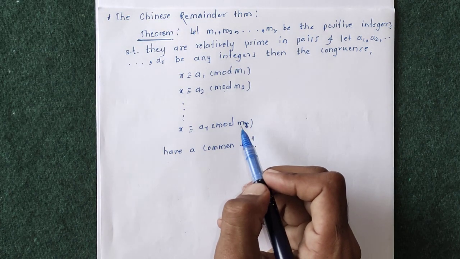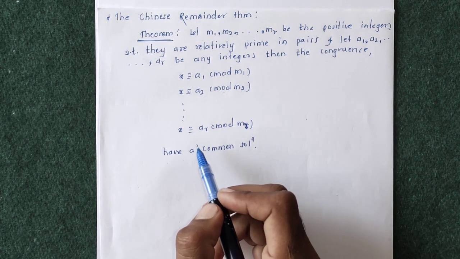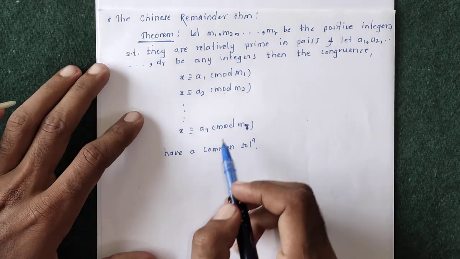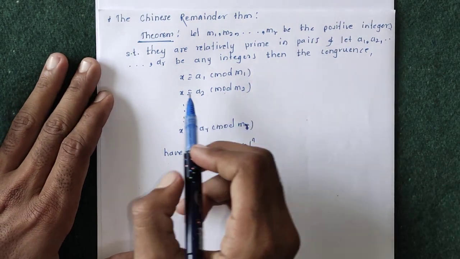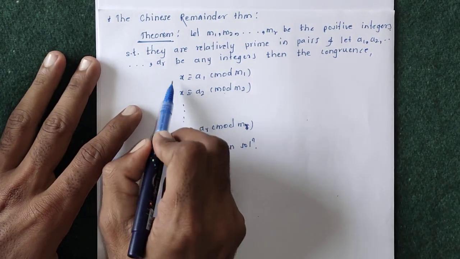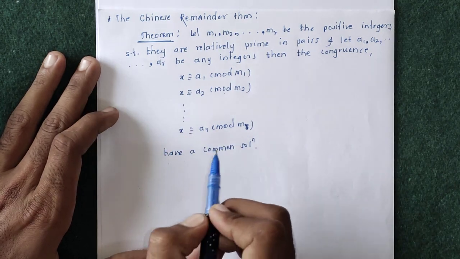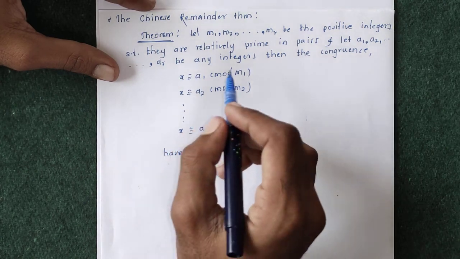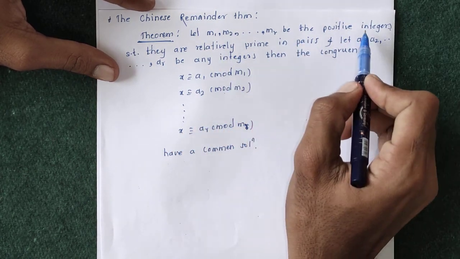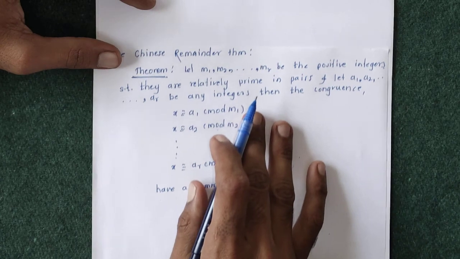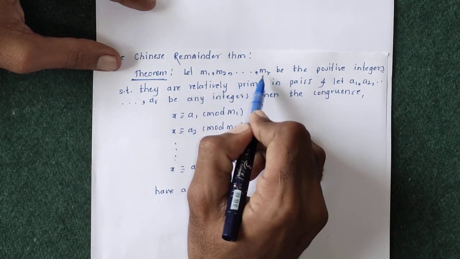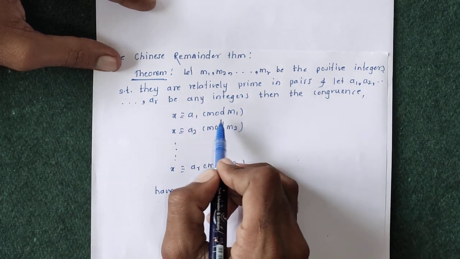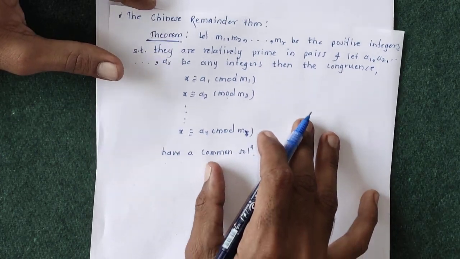In this chapter till now we have seen the solution of a single congruence, and some theorems on that. Now in this topic we are going to find the solution of these r congruences, and these r congruences have a common solution, that is, one single integer satisfies all these congruences. So the theorem says that if m1, m2, up to mr are positive integers that are relatively prime in pairs, this is the given thing, and a1, a2, up to ar are any integers, then these congruences have a common solution.